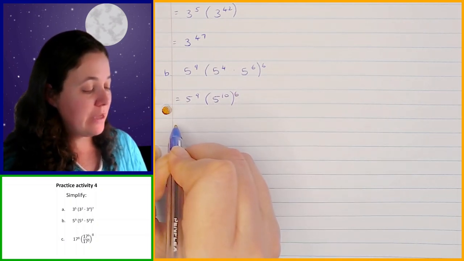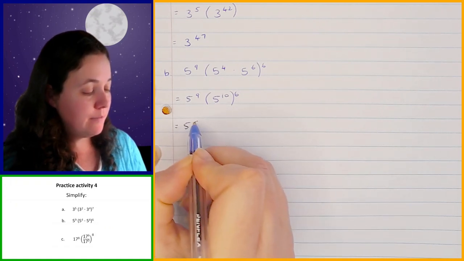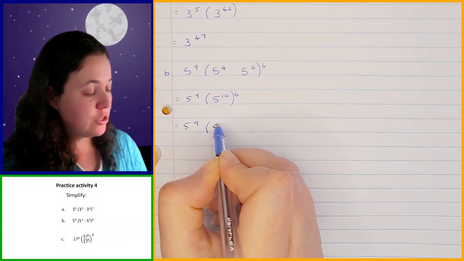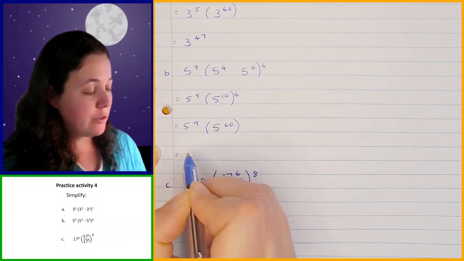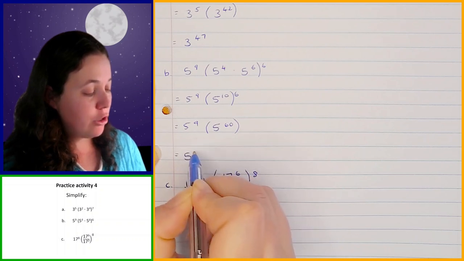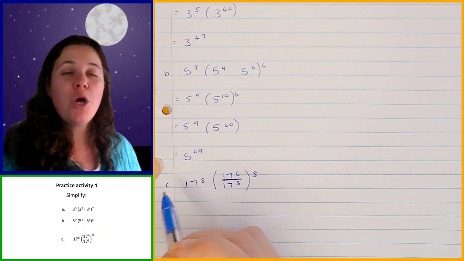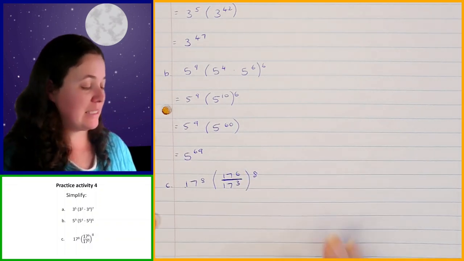Now I'm going to simplify that by raising the power to the power. I keep the base the same, and I multiply the exponents. So it's going to be 5 to the power of 60. And that gives me, when I multiply those together, 5 to the power of 69, because when we multiply powers with the same base, we add the exponents. So for question B, you should have got 5 to the power of 69.